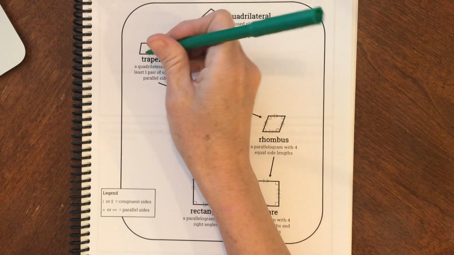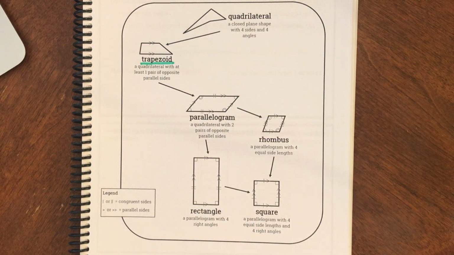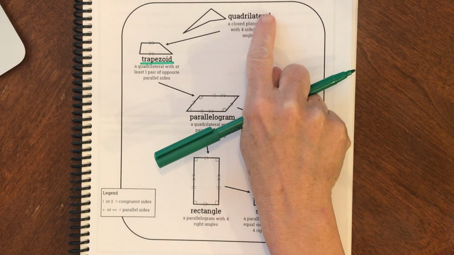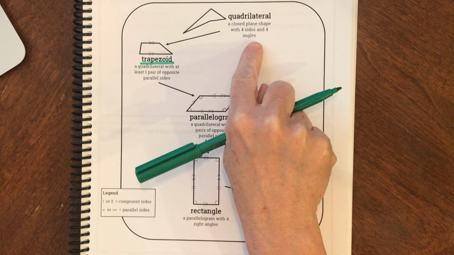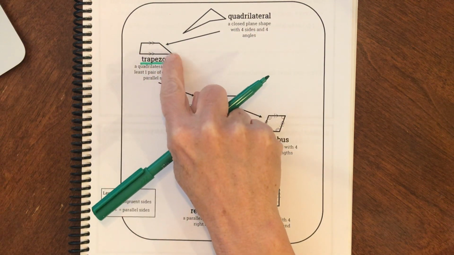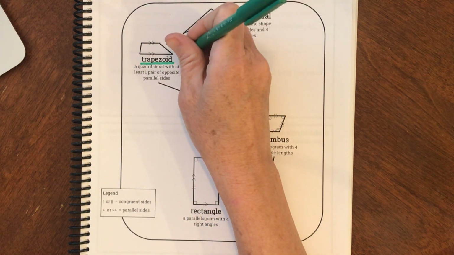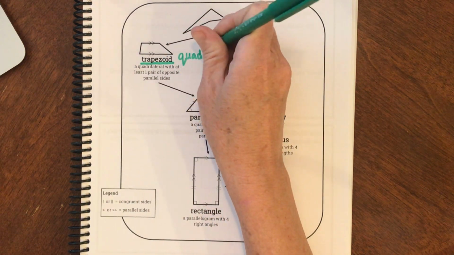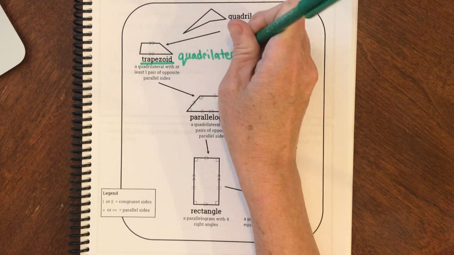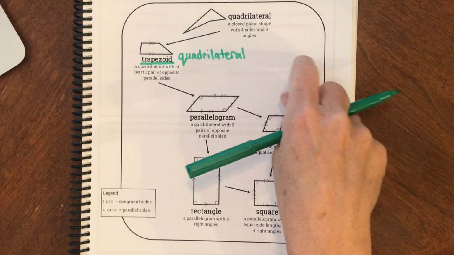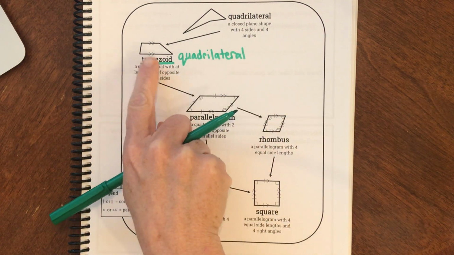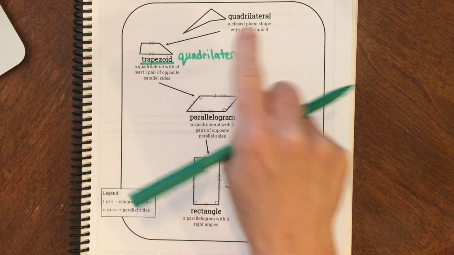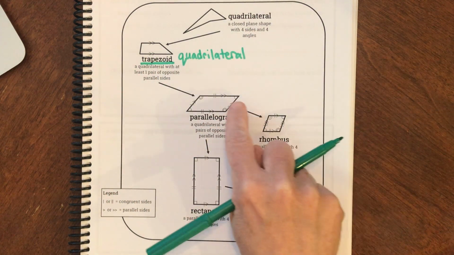So this shape is a trapezoid. That's its most specific, best name. But it also follows the rules of a quadrilateral, which means it's closed, has four sides and four angles. So this trapezoid could also be called a quadrilateral. And you're going to see that on some of your test questions. They're going to ask you what are all the names it could be called. So it could be called a trapezoid or a quadrilateral. This is its best name, but it could also be called that.